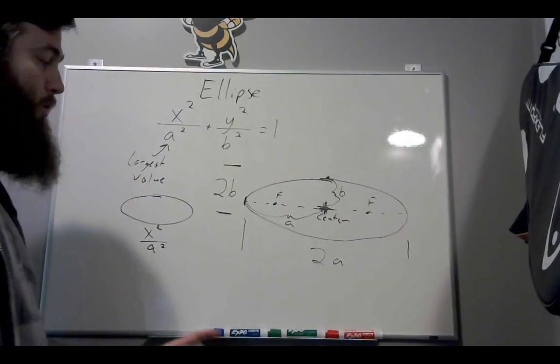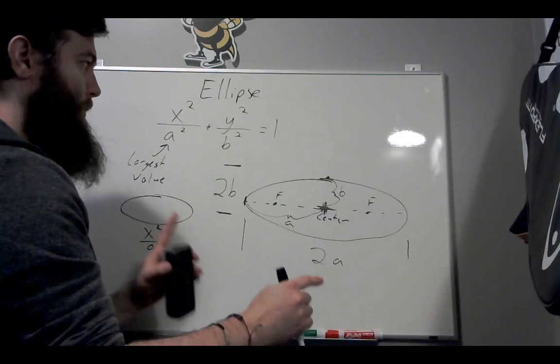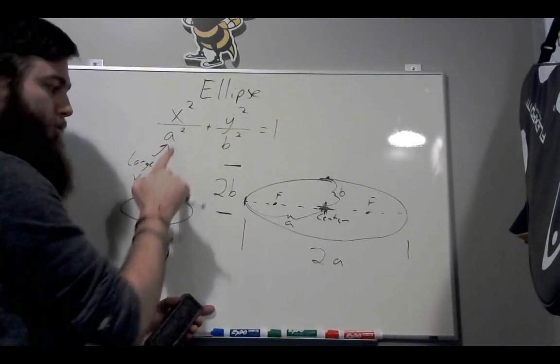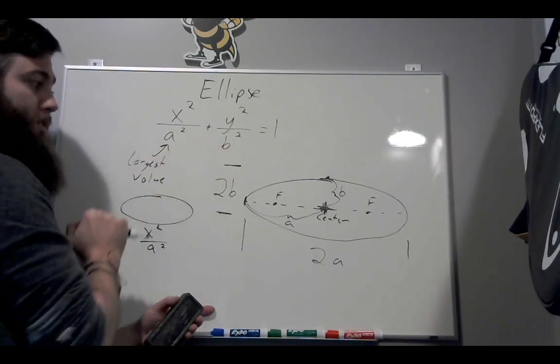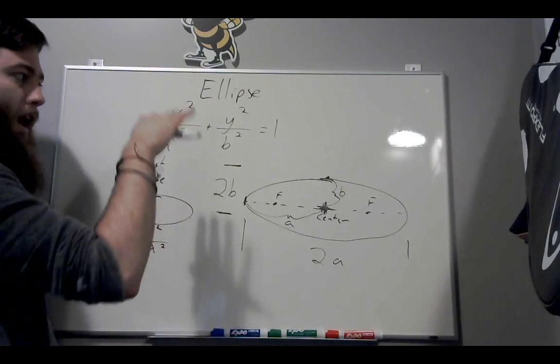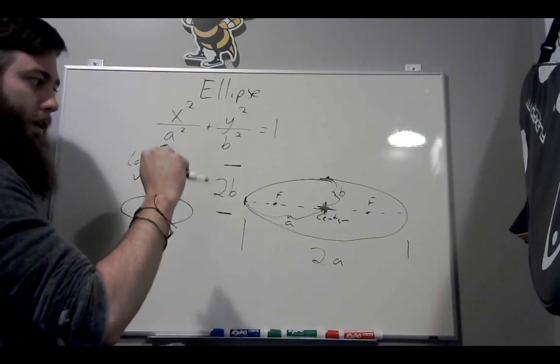Okay. So again, the major thing we need to understand is that whichever denominator has the largest value tells you which way it's going to open, if it's going to be wider or more elongated.